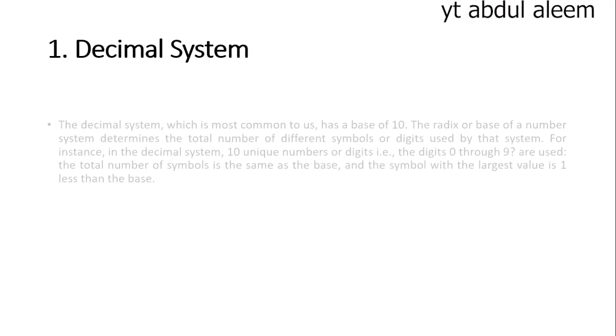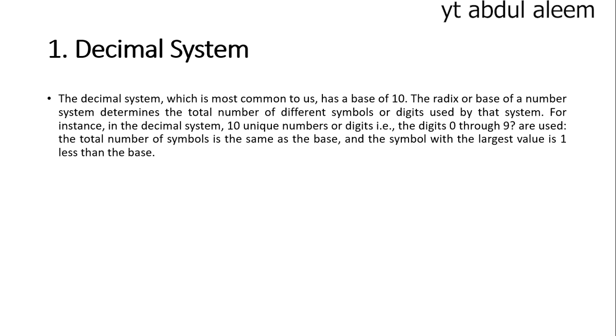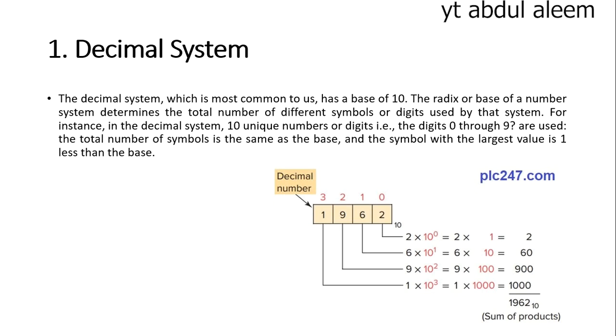Decimal system. The decimal system, which is most common to us, has a base of 10. The radix or base of a number system determines the total number of different symbols or digits used by that system. For instance, in the decimal system, 10 unique digits, 0 through 9, are used. The total number of symbols is the same as the base, and the symbol with the largest value is 1 less than the base. In this picture you can see the decimal system.